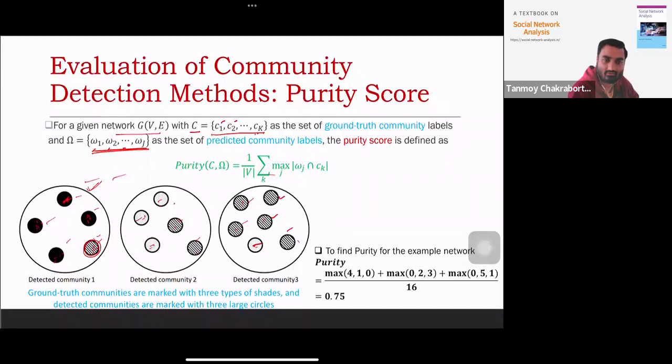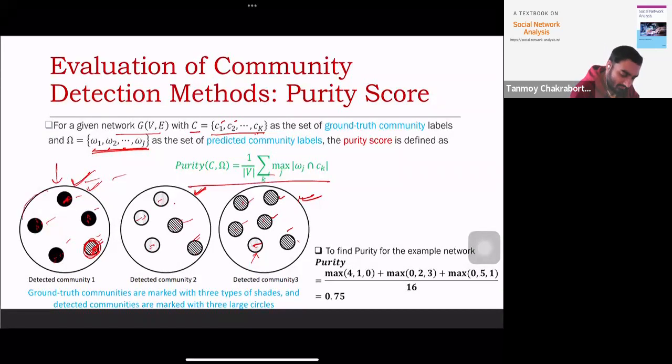So it is easier to say that for this detected community, the mistake happens because of this node, right? Because the majority of the nodes belong to the black community, and this is kind of an outlier. So the mistake is proportional to this particular node. Similarly, for this cluster, you say that the mistake happens because of the minority nodes. Minority nodes are again these stripes. So what we are basically considering, for every detected community, is the number of nodes belonging to the majority ground truth class, right? So this is purity.